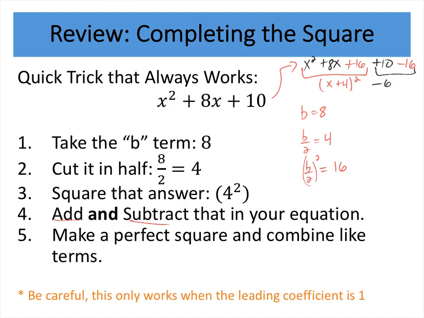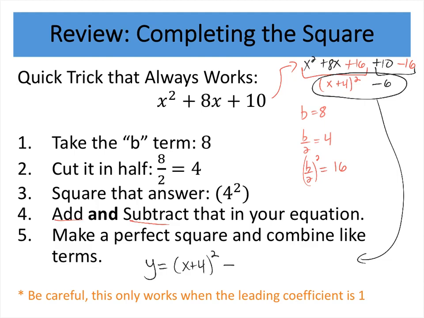Well, when we write it in this format, I'm going to bring it down here, and we write it with y equals x plus 4 squared minus 6. This is called vertex form. And I'll talk a little bit about why this is called vertex form in just a moment, because these two numbers in here actually tell you parts of the vertex on the graph.